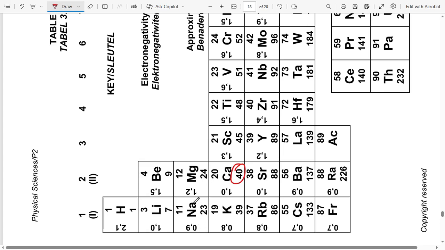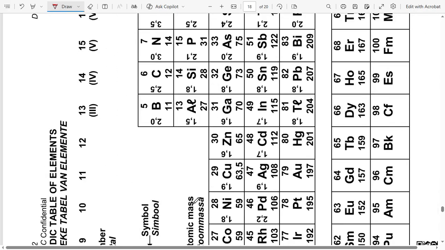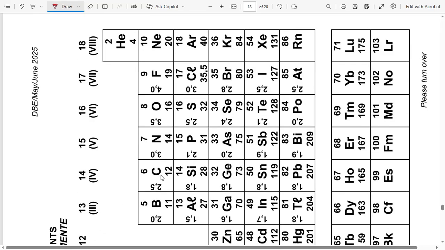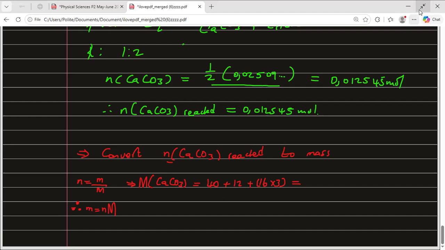I'm going to add the 40 with the carbon. The carbon is 12. We're going to add 12. That's 40 plus 12. Then the last one is oxygen, which is 16. But remember, the 16 should be multiplied by 3 because it's O3. So this will be 40 plus 12 plus 16 times 3. Then I'm going to punch that on the calculator to find the molar mass of this.